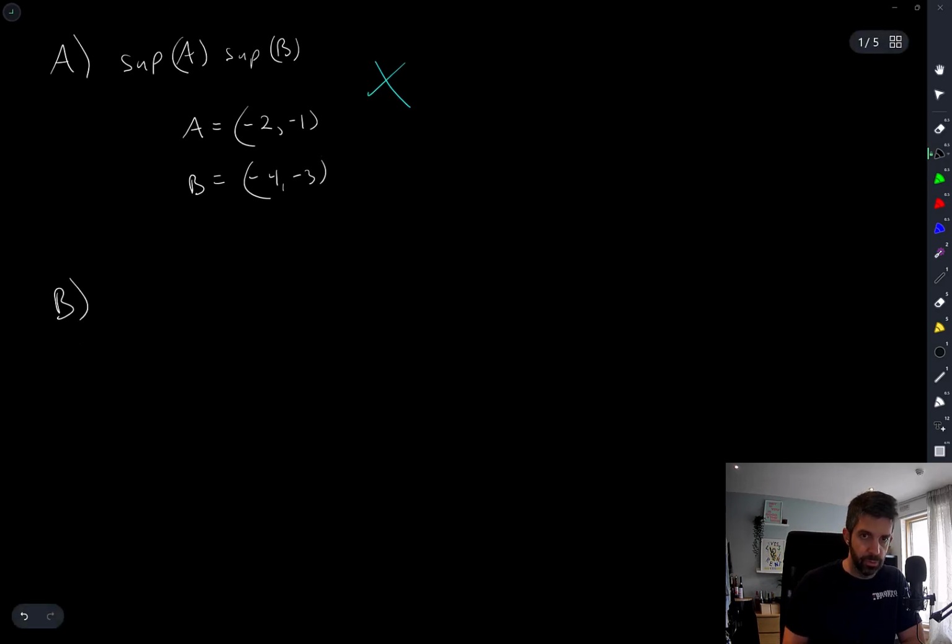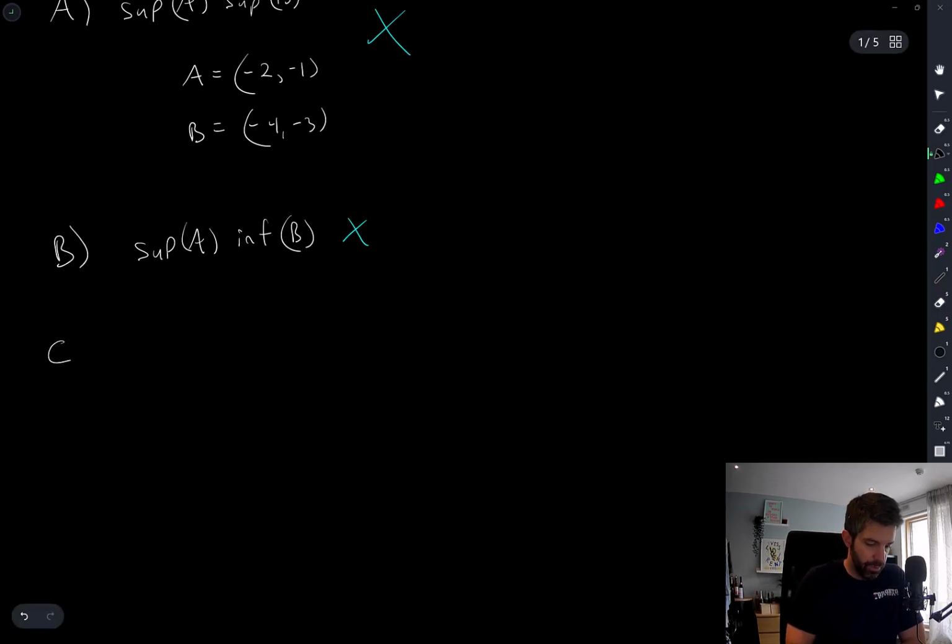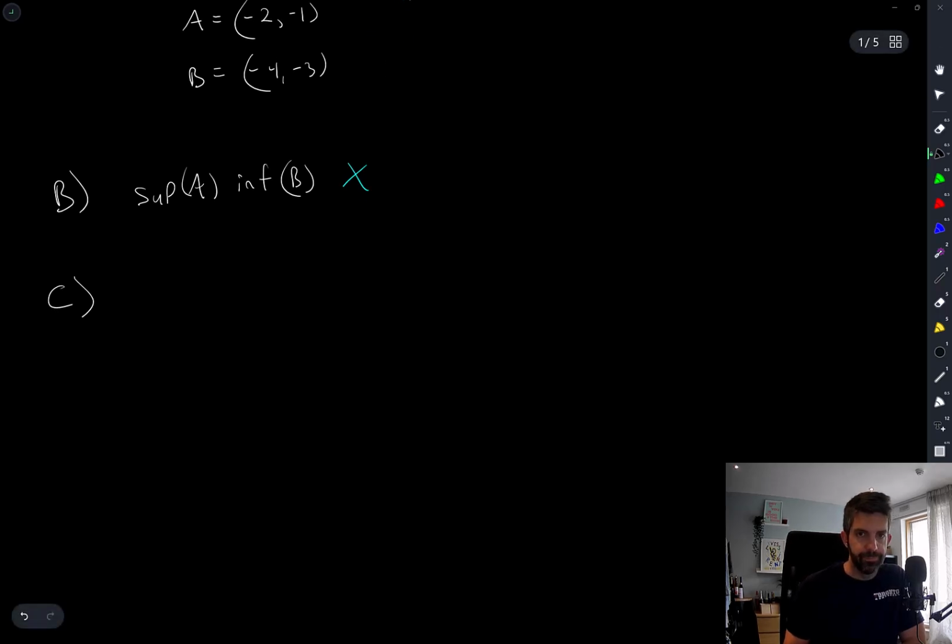Option B is also going to be wrong. Option B says supremum of A times the infimum of B. This is clearly not correct if both A and B are collections of only positive real numbers. I'm pretty sure the answer here is going to be E, but we'll go through and argue them one by one. So the maximum of the supremum of A, supremum B, or infimum A, infimum B.